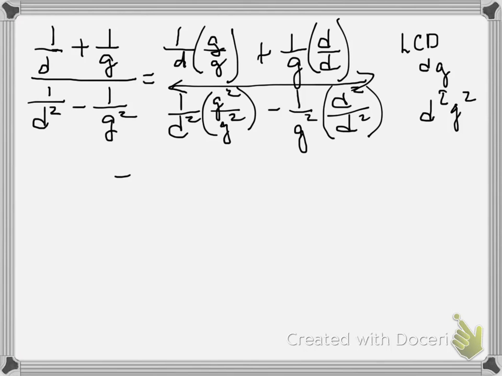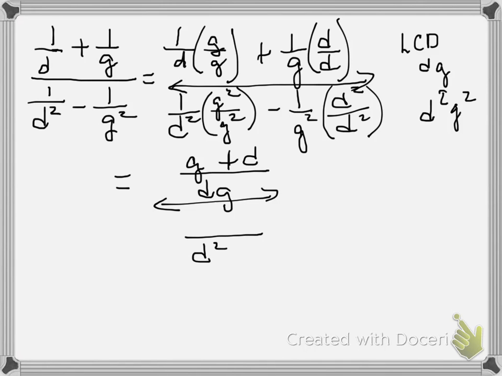Now in the numerator, we have our common denominator of dg, and we add the numerators, g plus d. Now that's divided by, in the denominator, I have a common denominator of d squared g squared, and my numerator is g squared minus d squared.